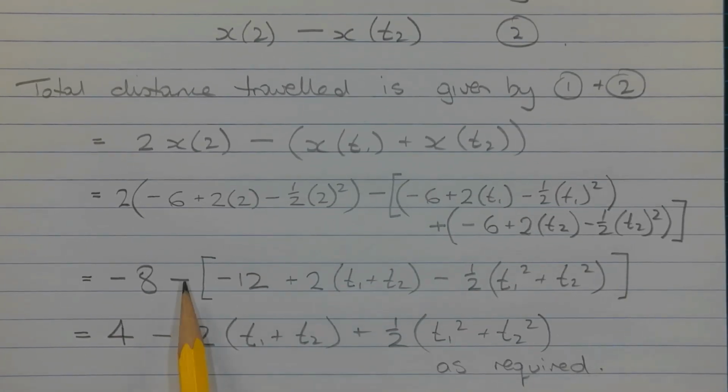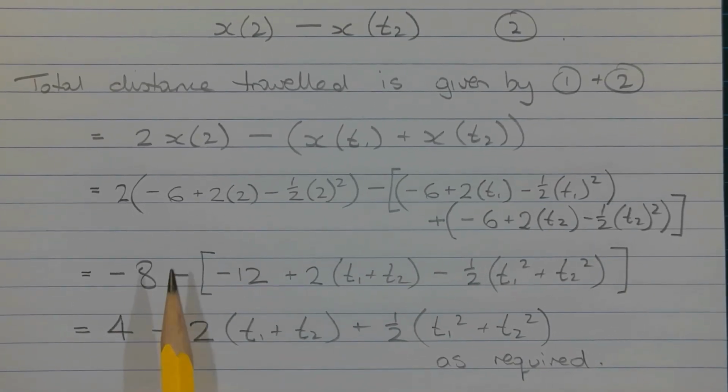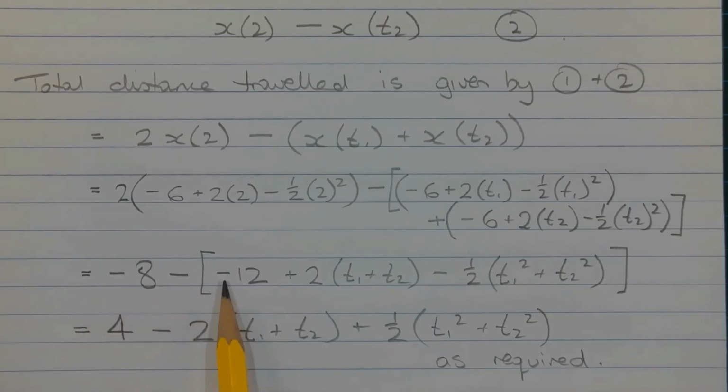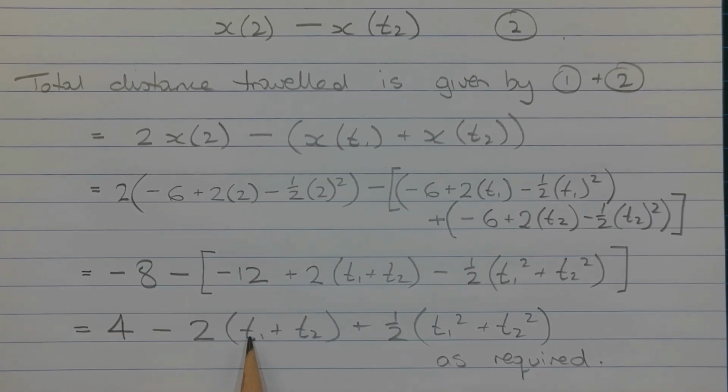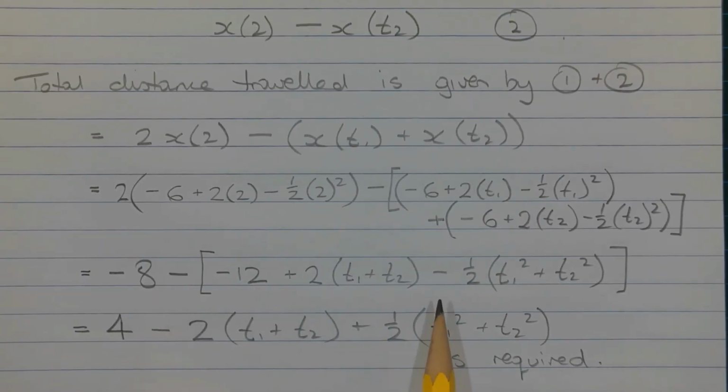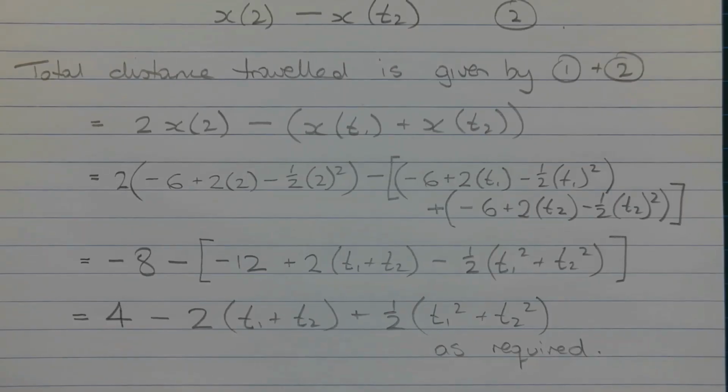Now expanding the square brackets, we have negative 8 minus negative 12, so negative 8 plus 12, we get positive 4. Now we have a minus here and a plus here, so we get minus 2 times t1 plus t2 in brackets. Now we have a minus here and a minus here, so we get plus half times t1 squared plus t2 squared in brackets as required.